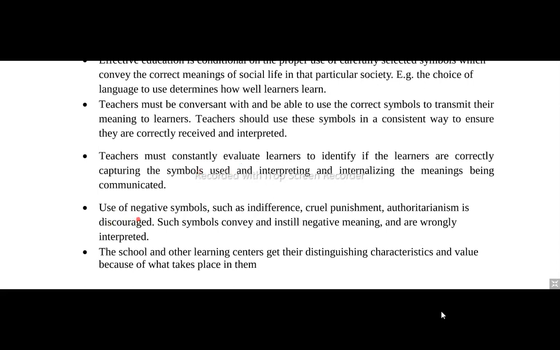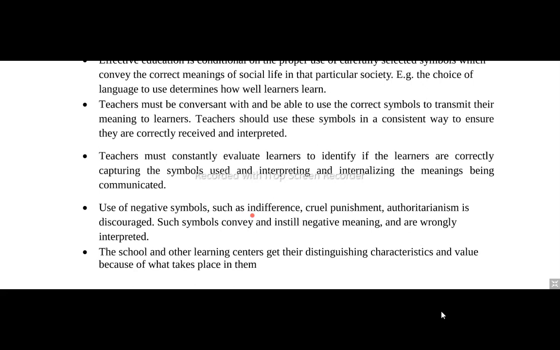Use of negative symbols such as indifference, cruel punishment, authoritarianism is discouraged. Such symbols convey and instill negative meanings and are wrongly interpreted. So when you talk of indifference, what do we mean? Negative symbols.